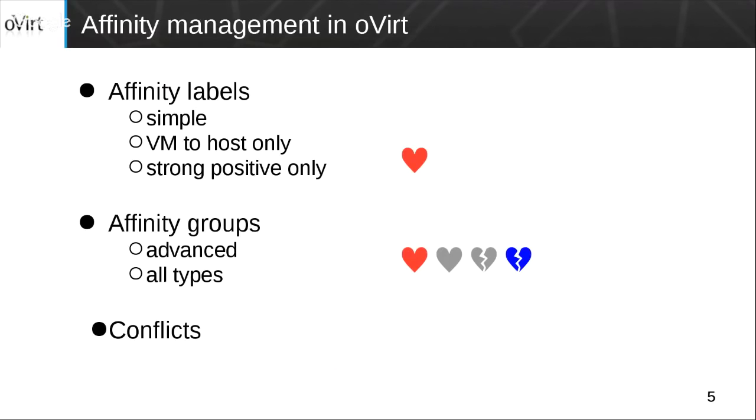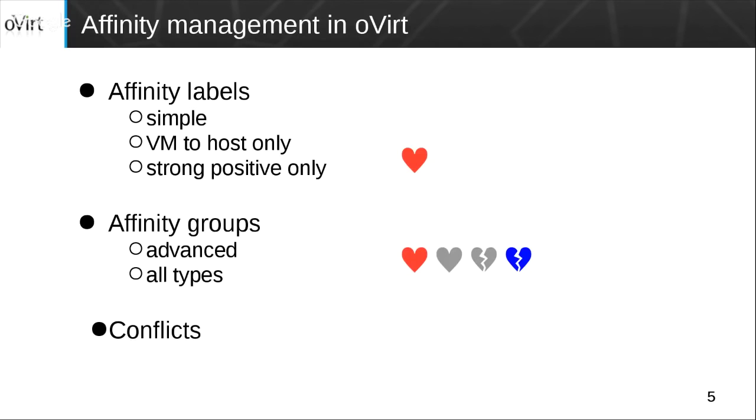This type of affinity, affinity labels, is only strong positive, as you can see in the red heart. The other type of affinity is affinity groups, which will be our main focus here, especially VM to host. In terms of types, VM affinity groups are more advanced. As I mentioned earlier on, all the types of affinities, strong or soft, positive and negative, can all have these types, in contrast to affinity labels.